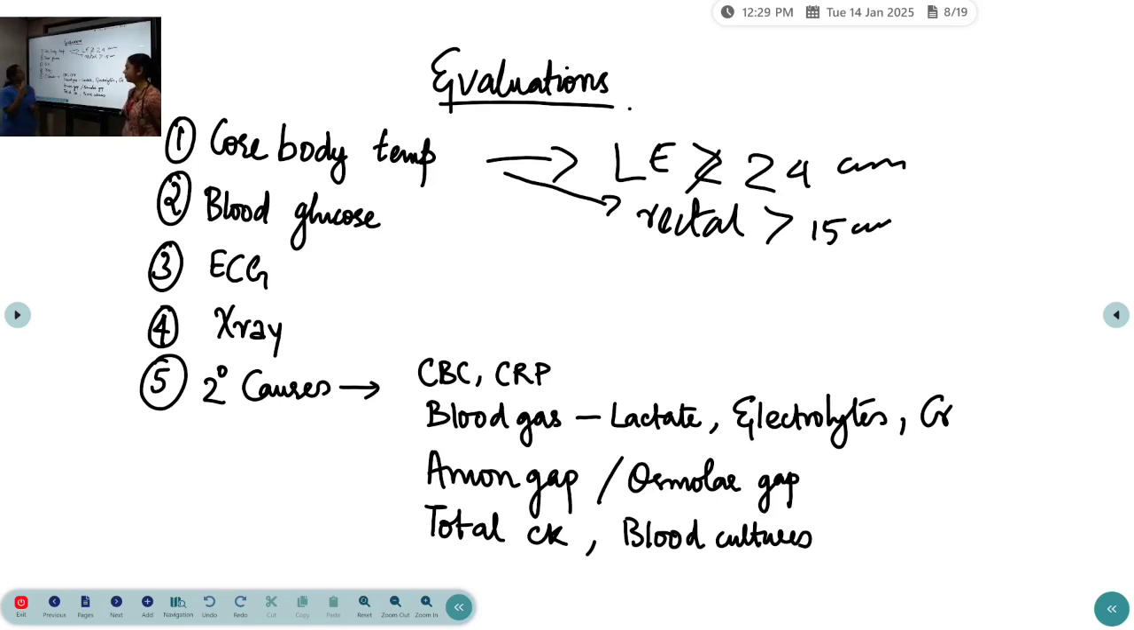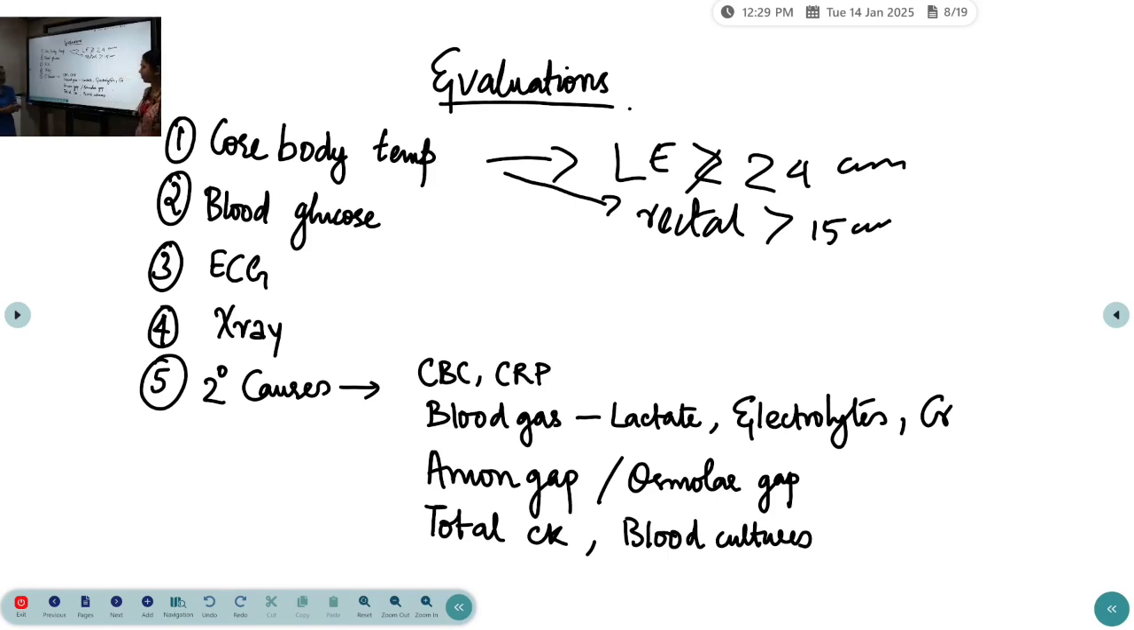So you have to monitor the core body temperature of the patient. Then next comes the blood glucose levels. Then as we have already told, we have to take an ECG and look for the ECG changes. Then if we suspect any pulmonary edema, you have to look for the X-ray. After all these preliminary evaluations are done, we have to rule out the secondary causes of hypothermia.